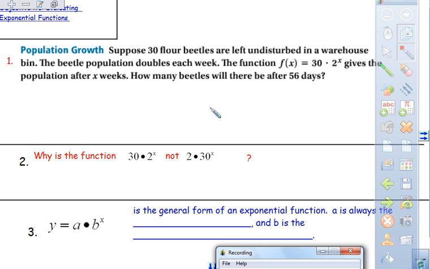Here's another word problem. Suppose 30 flower beetles are left undisturbed in a warehouse bin. A beetle population doubles each week. The function f of x equals 30 times 2 to the x gives the population after x weeks. How many beetles will there be after 56 days?